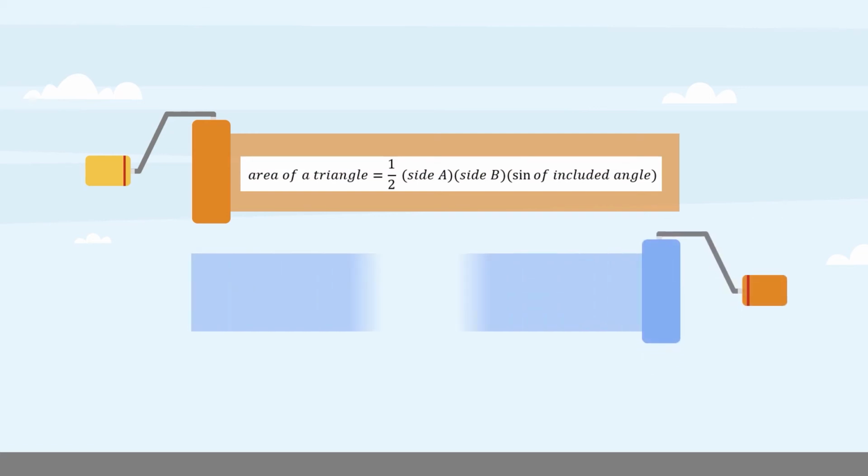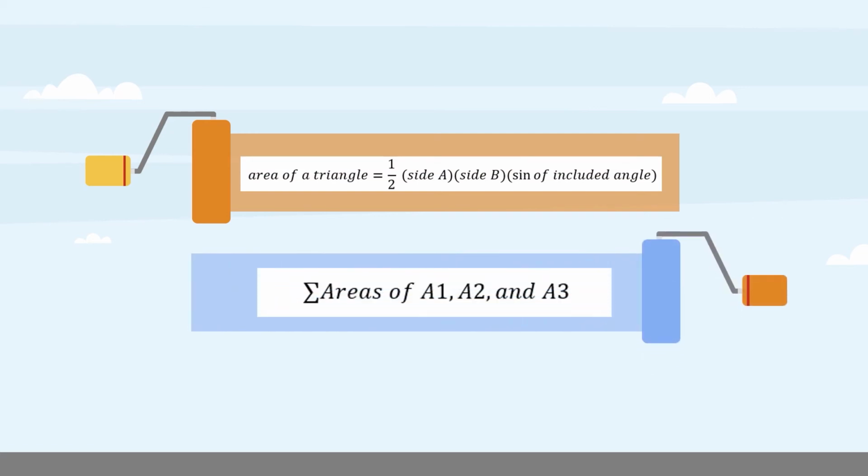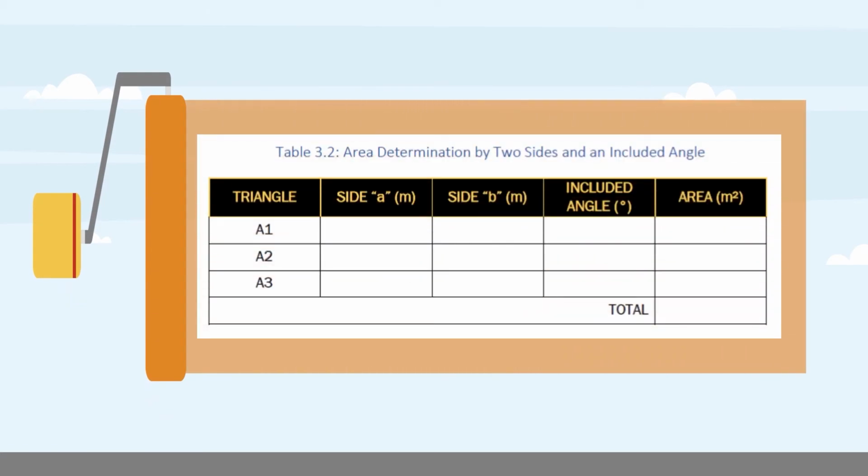To get the area of the triangle, divide the product of side A, side B, and sine of the included angle to 1/2. To determine the whole area of the polygon, take the summation of areas of A1, A2, and A3. Lastly, determine the included angle between sides A and B and record this on table 3.2, which is area determination by two sides and an included angle.